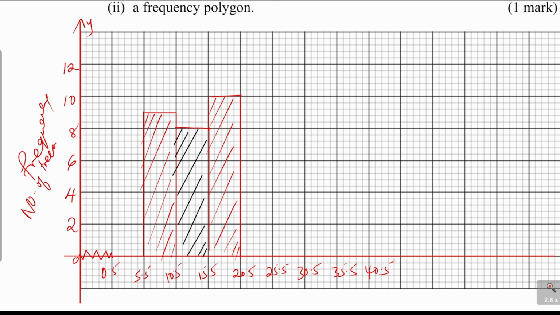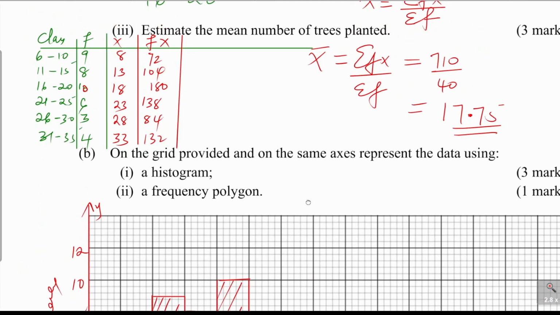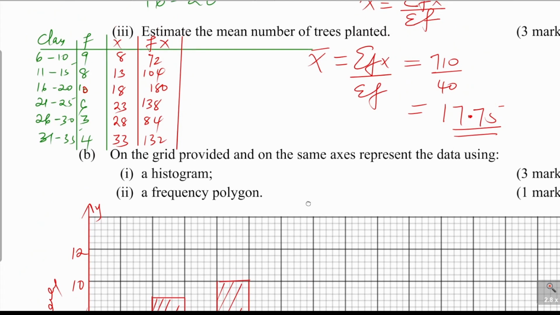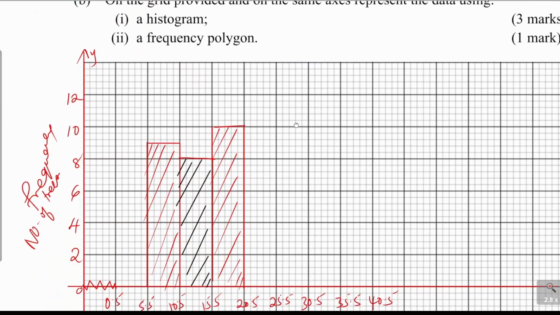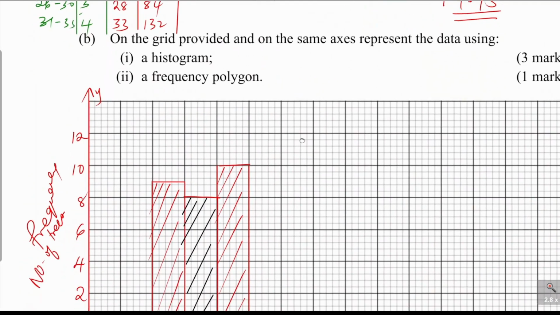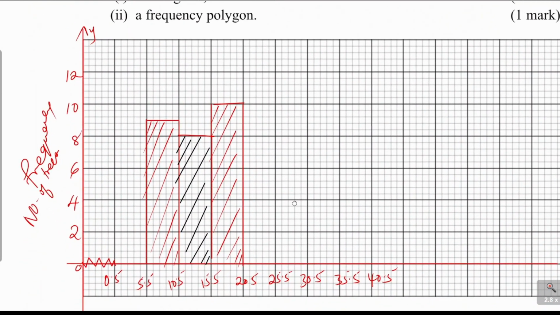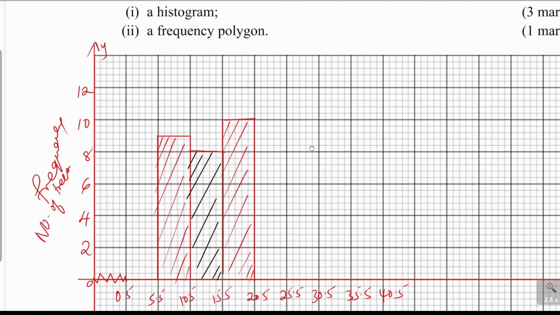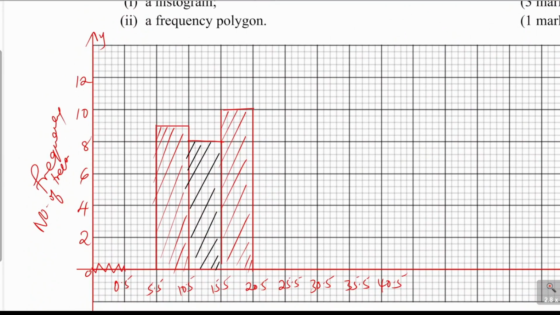Then the next one is 20.5 to 25. The other class is 21 to 25. So 21 to 25, the lower class boundary is 20.5. The upper one is 25.5. That one, the frequency is 6. So we go up to 6. Again, I can shade that one like that.